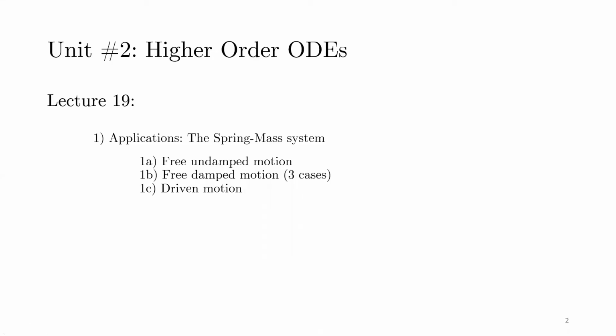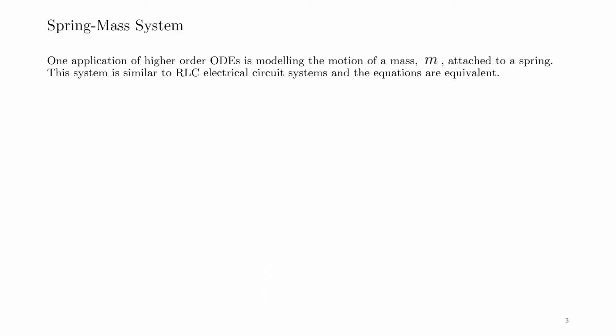Welcome to lecture 19 of Unit 2, higher order ODEs. So today we're looking at an application of higher order ODEs, and that is going to be the spring mass system. We're going to look at three different cases of the spring mass system throughout the next few lectures. So this idea that we have a spring and a mass attached to that spring, and the spring can be oscillating up and down.